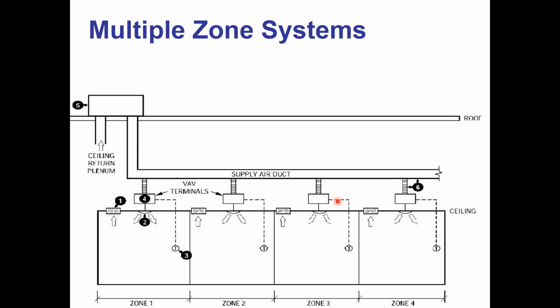Now, we're going to talk about things that are not traditional. But right now, there's no heat in the air handler. There's no heat in the zones. Everybody wants cooling. Everybody wants cooling all year long. They just want more or less of it.